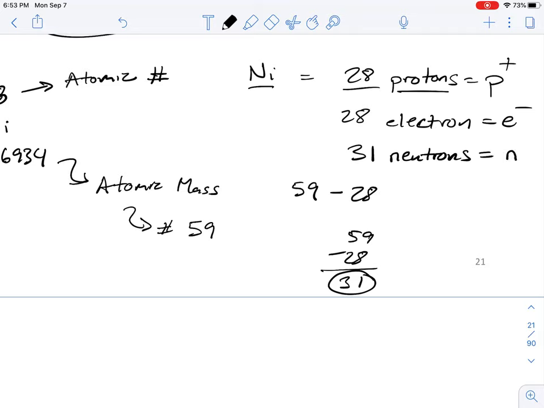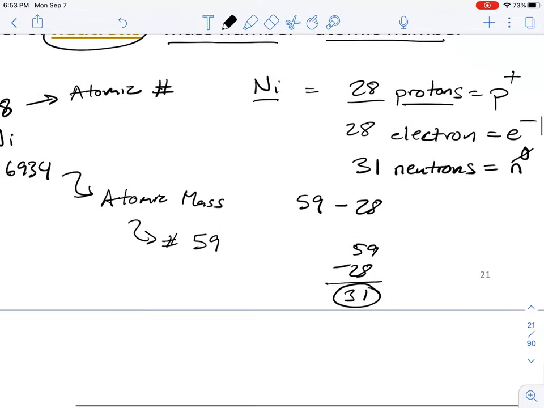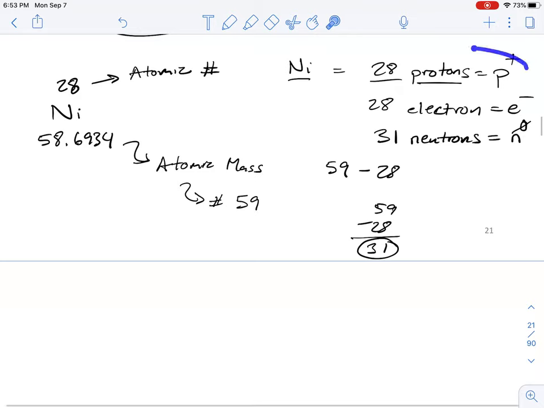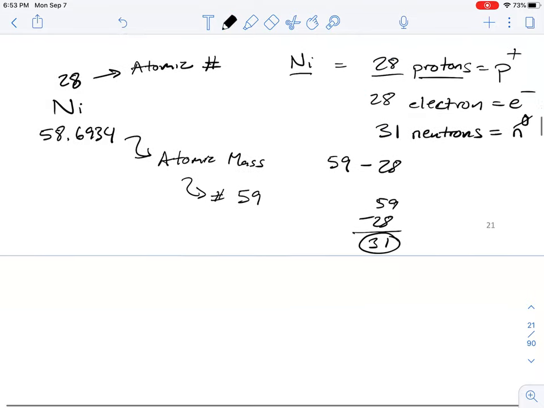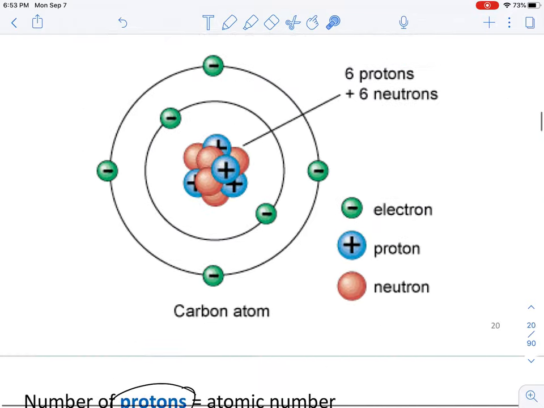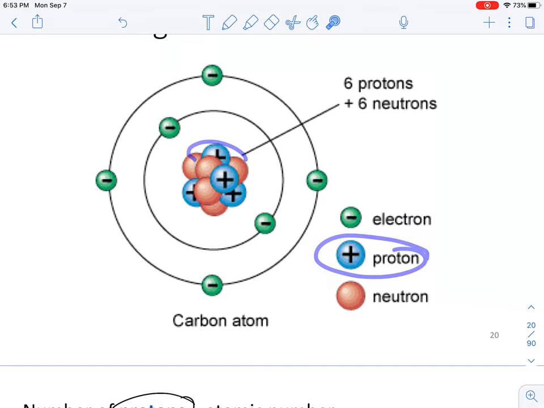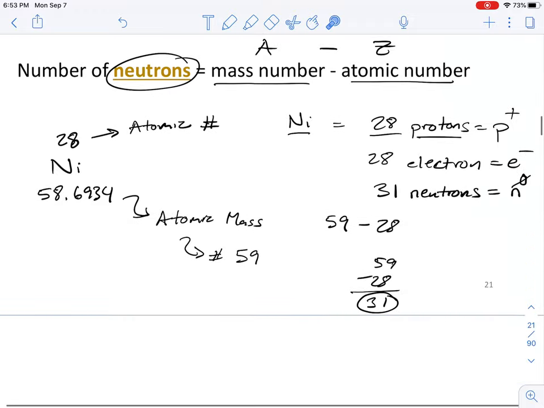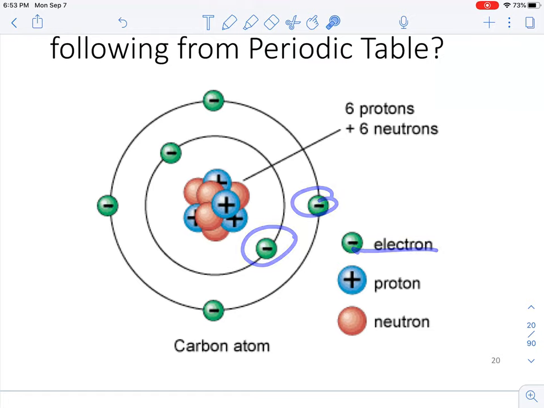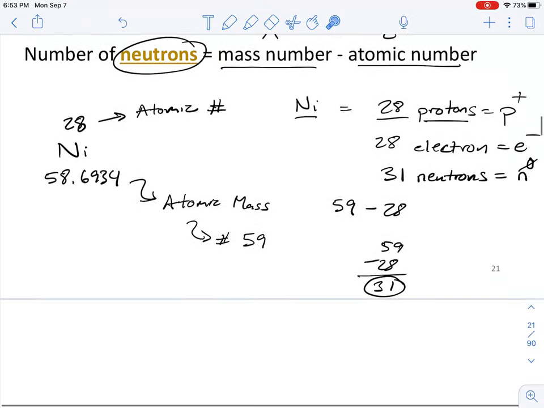I basically write neutrons with a symbol of N and then a zero, meaning that there is no charge on a neutron. It's electrically neutral. It's not positive, nor is it negative. If you wanted to create a visual of what nickel looks like, in the nucleus it has 28 protons and 31 neutrons. You can imagine that you have 28 of the blue stuff and then 31 of the orange stuff, and then you have 28 of the green stuff, which is 28 electrons. All of this green stuff represents electrons. Okay, hopefully that makes sense.